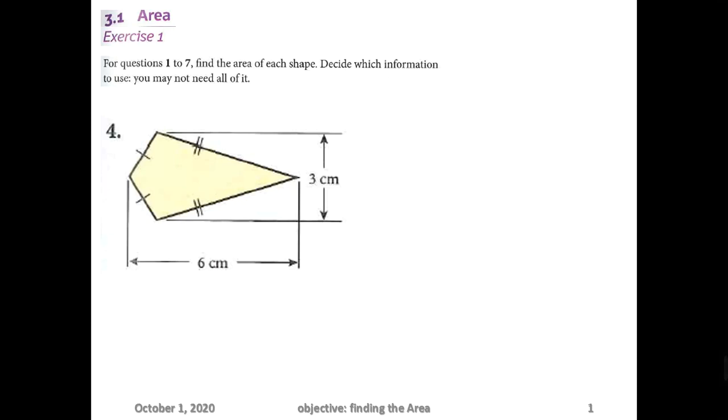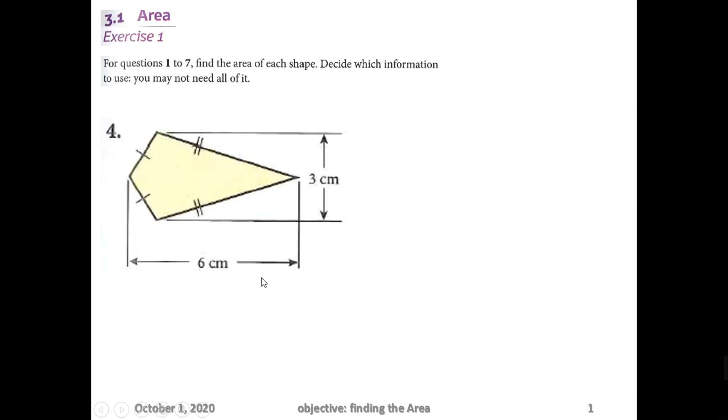Now we're going to learn how to find the area of this shape here. What do we call this shape? We call it a kite. And what is a kite? A kite is actually a quadrilateral. It has four sides and four angles, but every two adjacent sides are equal. This side is adjacent to this side and they are equal. This side here is adjacent to this side and they are equal.